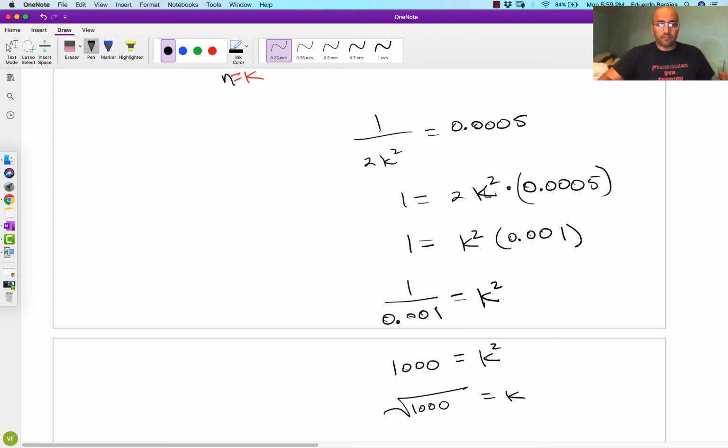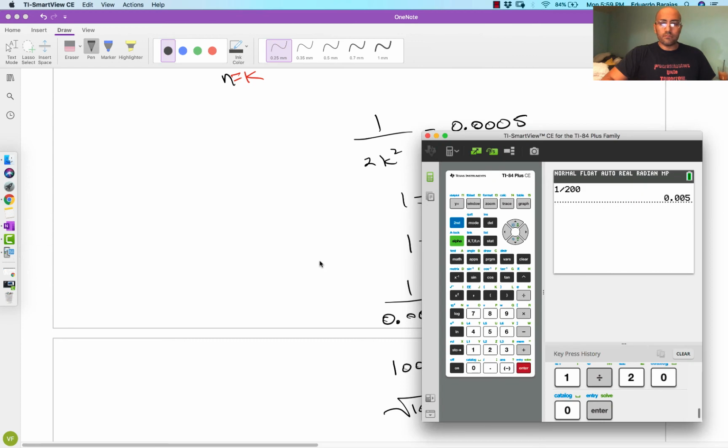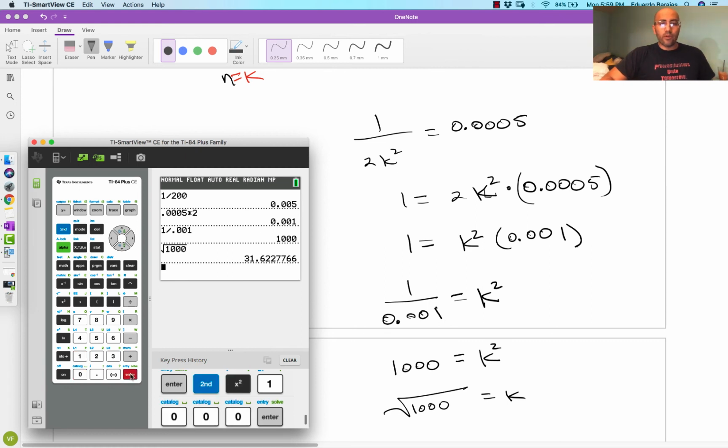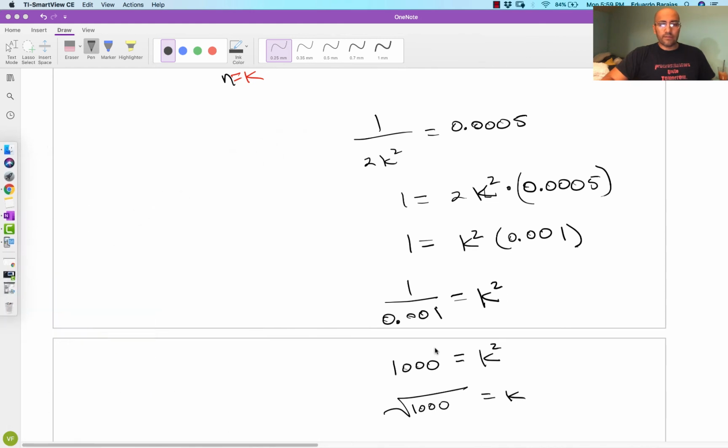And so we get... let's confirm some of my arithmetic here. 0.123 times 5 times 2 gets me to 0.001, and then 1 divided by 0.001 gets me to 1,000, and now the square root of 1,000 equals 31.6228.